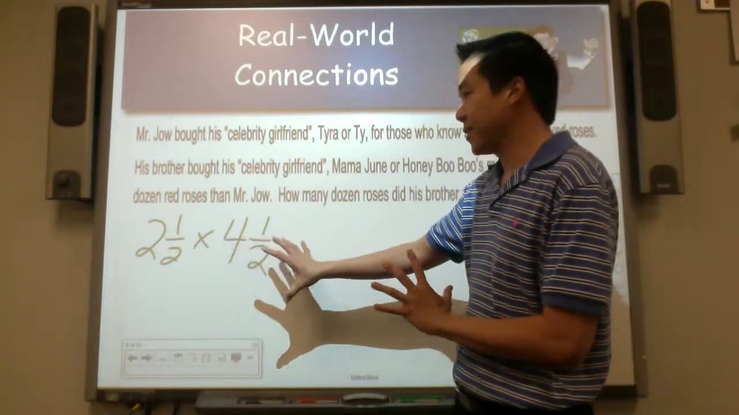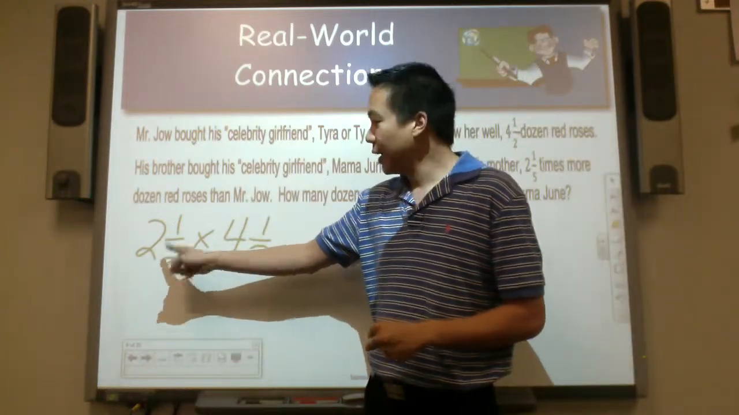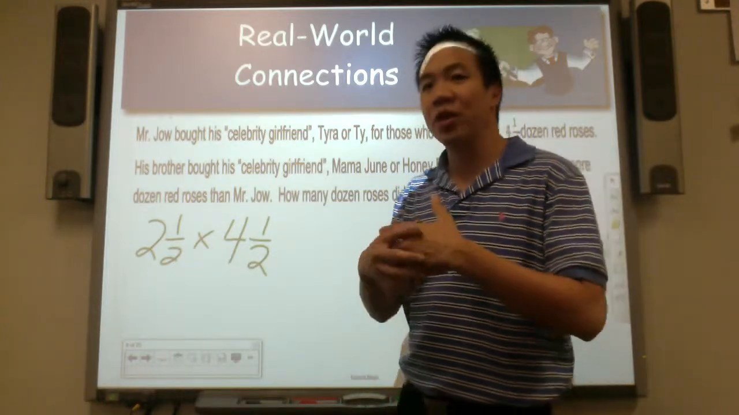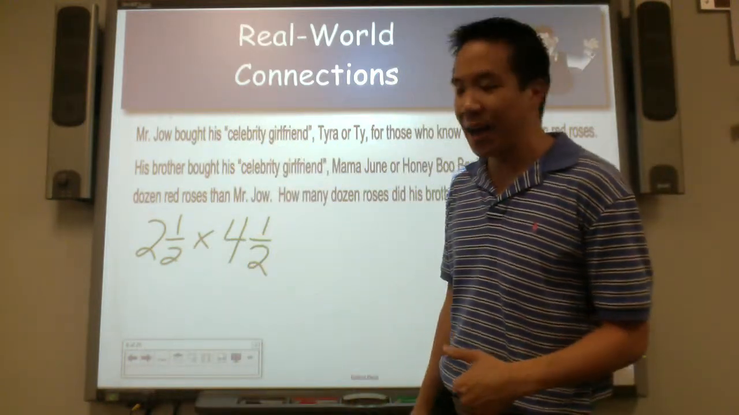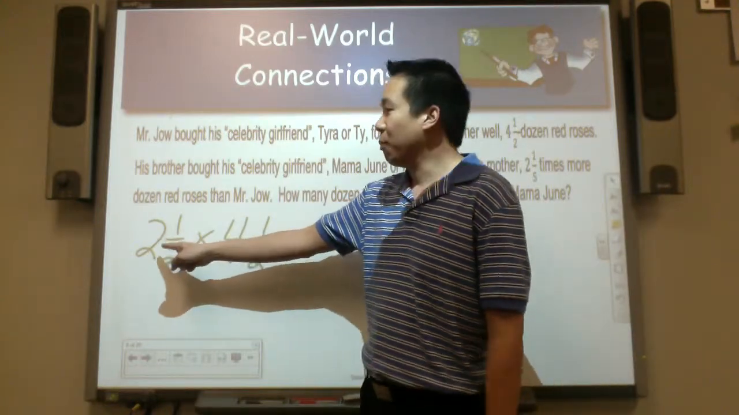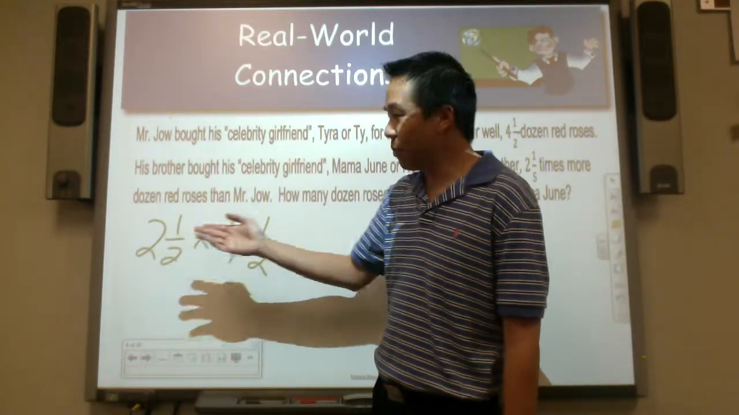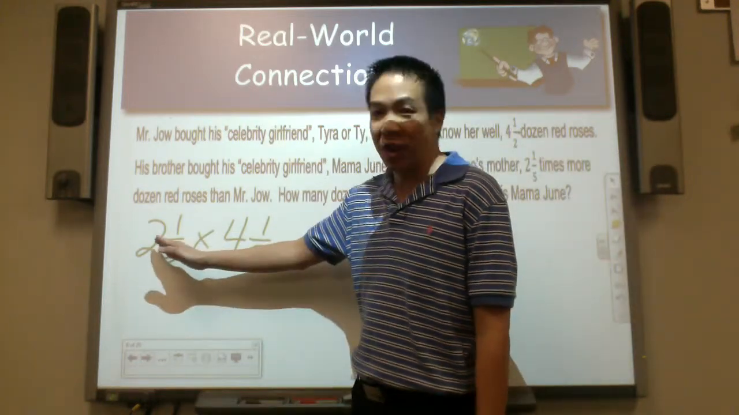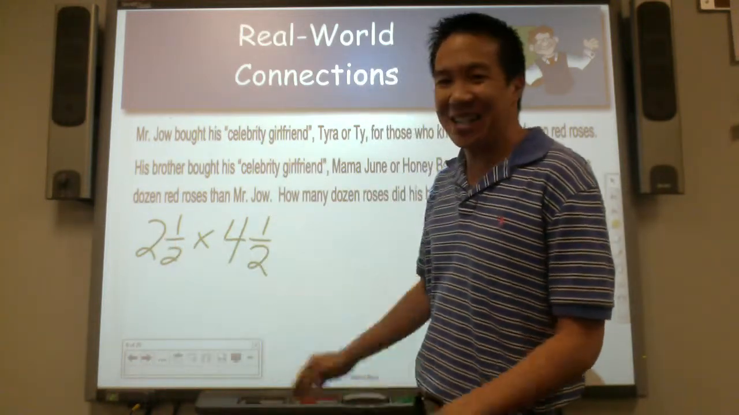So let's think about this. Am I multiplying by a number that is greater than 1? I am. So my quantity will be greater than 4.5. If I was multiplying by a number that's less than 1, my answer would be smaller than my quantity here. But if I'm multiplying by 1, it will be the exact same answer.